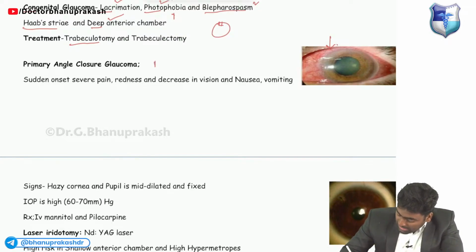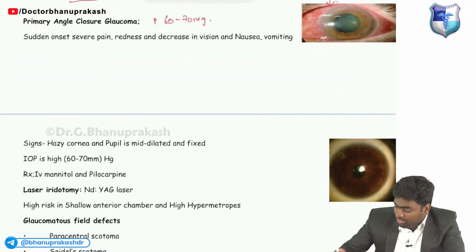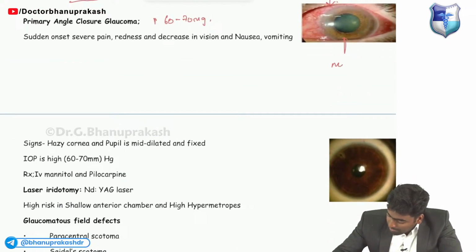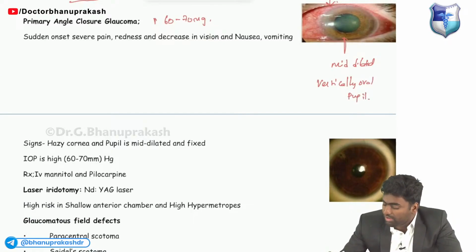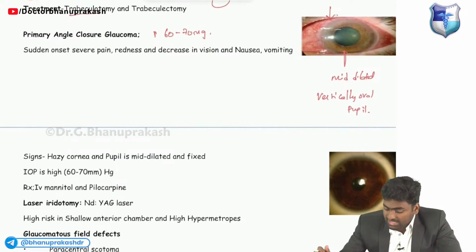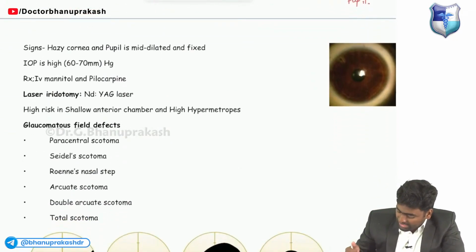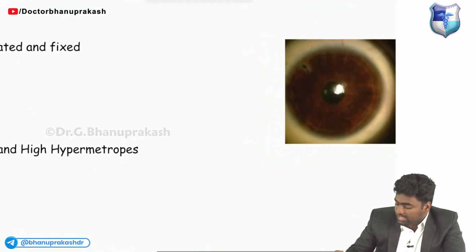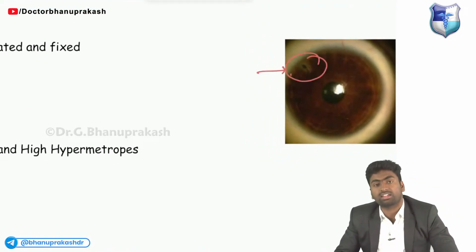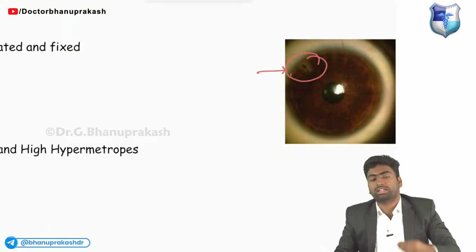Here the pressure may increase even up to 60 to 70 millimeters of Hg. Here you will be able to see a mid-dilated vertically oval pupil. A mid-dilated vertically oval pupil will be seen in a case of angle closure glaucoma. I told you the IOP will be high, and the treatment is giving mannitol and pilocarpine. If it occurs in one eye, there is a high chance it can occur in the other eye, so we'll do prophylactic iridotomy in the other eye as well.